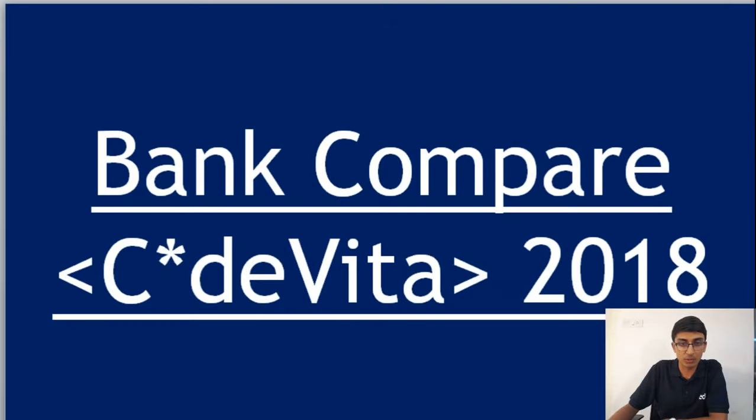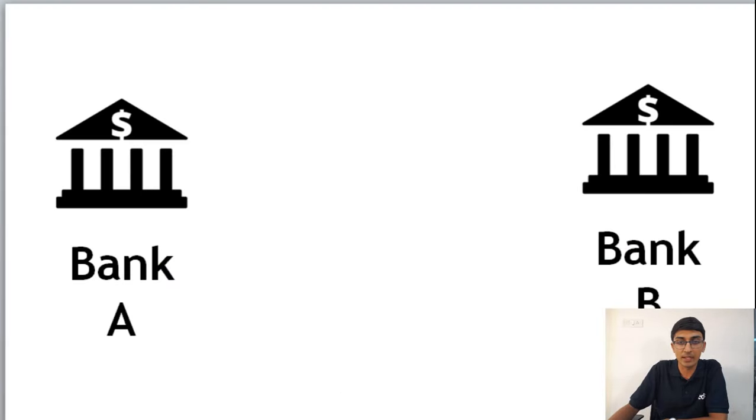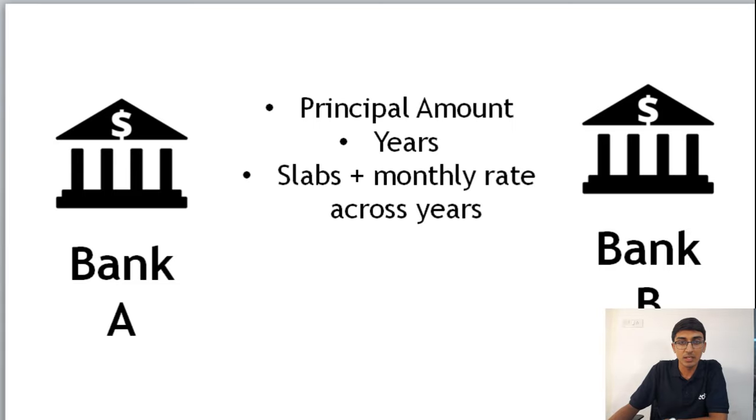So just going back to the question, and this is just my notes on the question. What you're given is a bank A and a bank B. For both bank A and bank B, we are given the principal amount, that is the initial amount that we have borrowed. We are given the years, that is the total number of years that we have borrowed it for, and we are given the slabs plus monthly rate across the years, and we'll explore what this is.